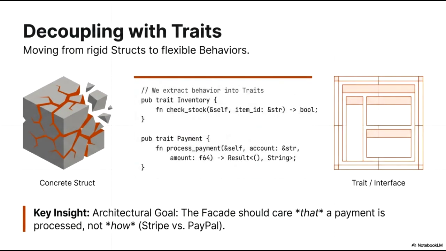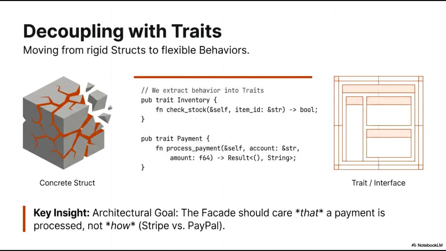Decoupling with traits allows us to move away from rigid, concrete structs and toward more flexible, behavior-driven design. On the left, the concrete struct is depicted as a solid, brittle block that is prone to cracking when changes are required. This represents a tightly coupled system where logic is hard-coded to specific data types, making the architecture difficult to scale or modify. By extracting these behaviors into traits, as shown in the central code snippet, we define clear contracts like Inventory and Payment. These traits specify what an object can do, such as checking stock or processing a payment, without dictating the underlying implementation details.